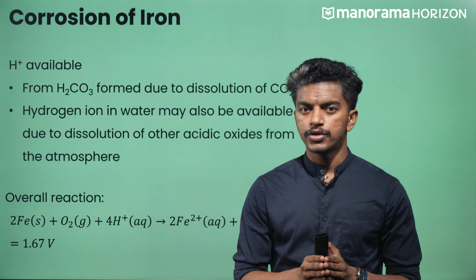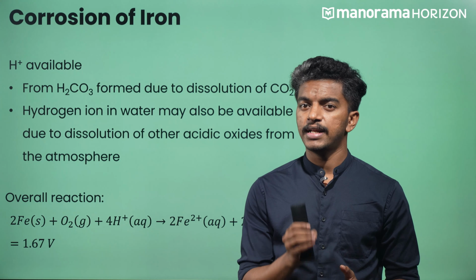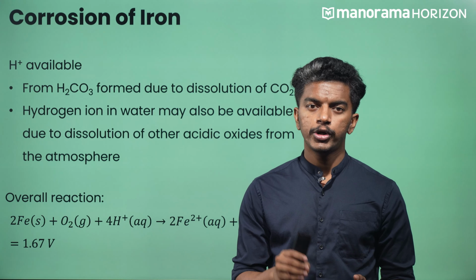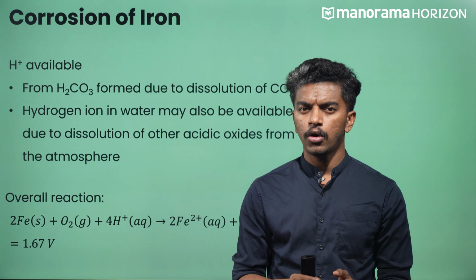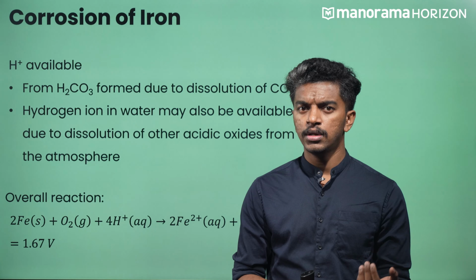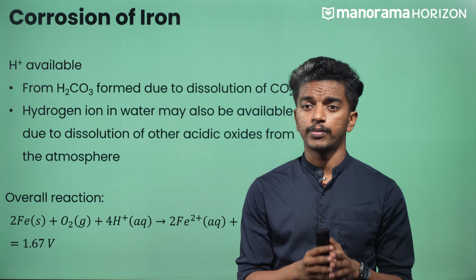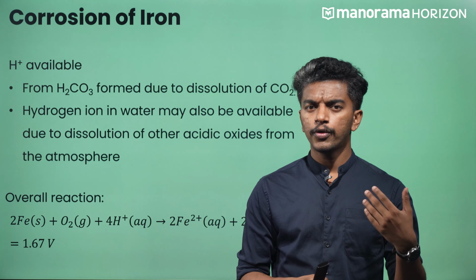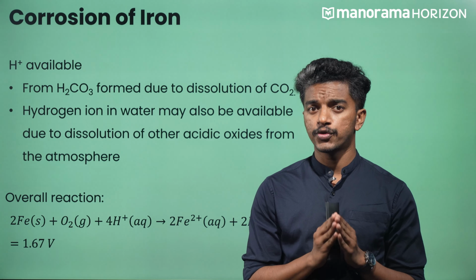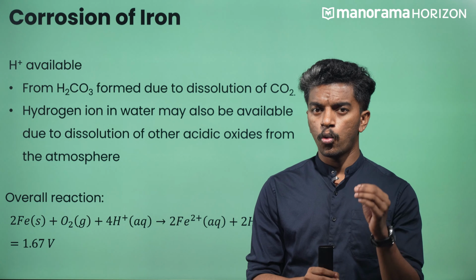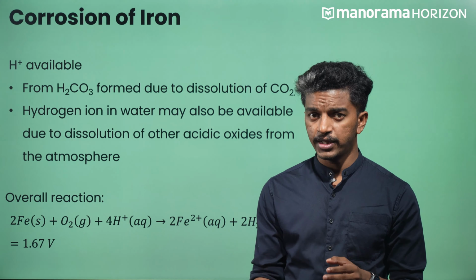These H+ ions become available from the carbonic acid H2CO3, which is formed due to the dissolution of carbon dioxide, or from the hydrogen ion in water, which is made available due to the dissolution of other acidic oxides from the atmosphere. Now, the overall reaction of these electrochemical reactions would be 2Fe plus O2 plus 4H+ gives 2Fe2+ plus 2H2O with a cell potential of 1.67 volt.